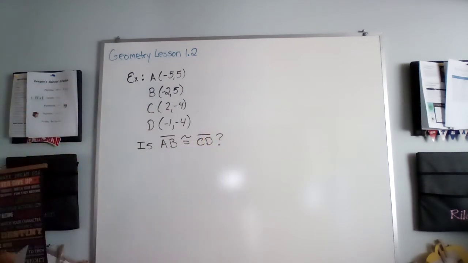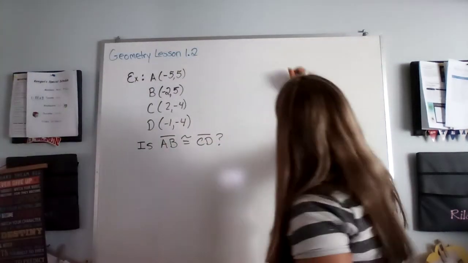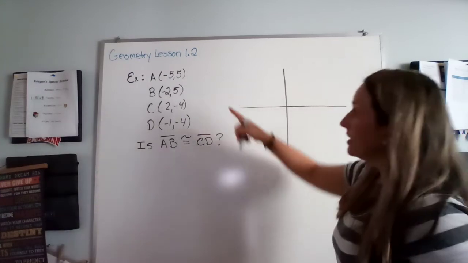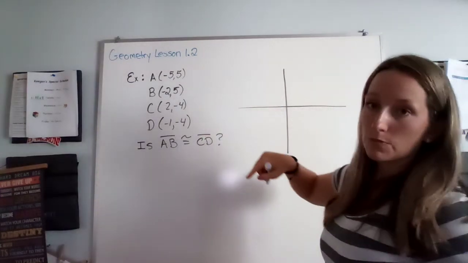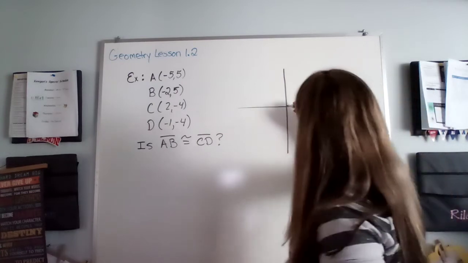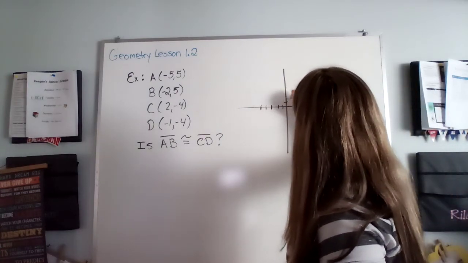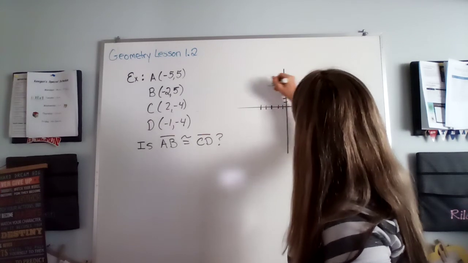Okay, and what we're going to do for this example is plot the points, look at the segments, count the units, and go from there to answer the question. So you'd want to sketch yourself a coordinate plane, or if you have graph paper, you could use that instead, and plot each point. A is at -5, so you go left 5, positive 5. All right, so here's A.